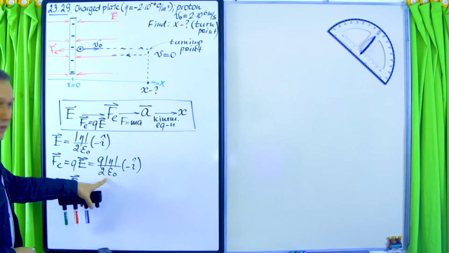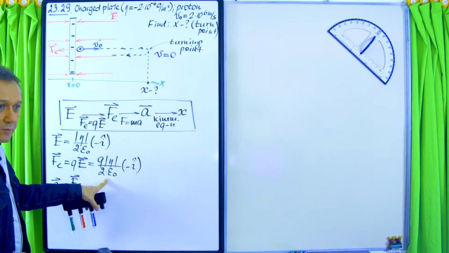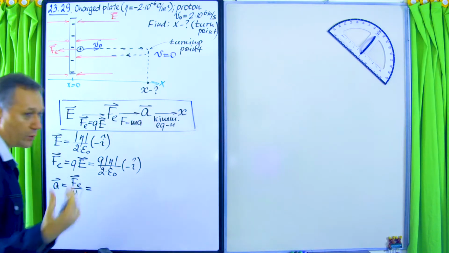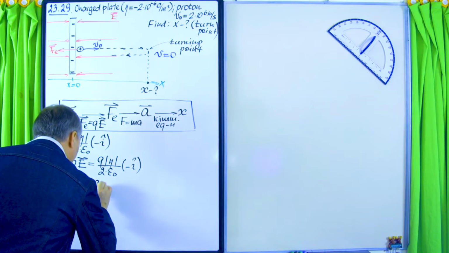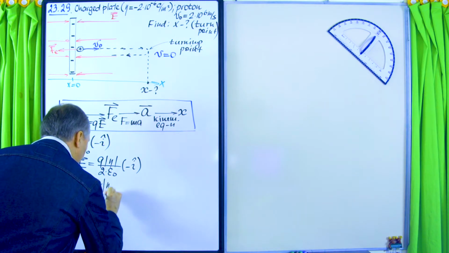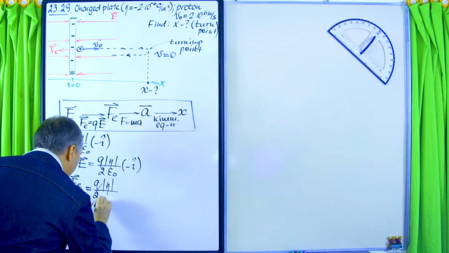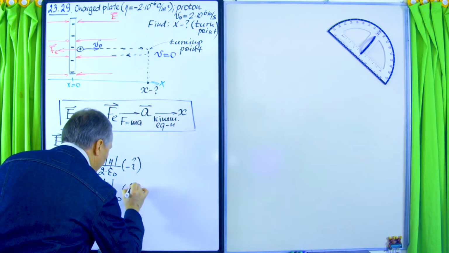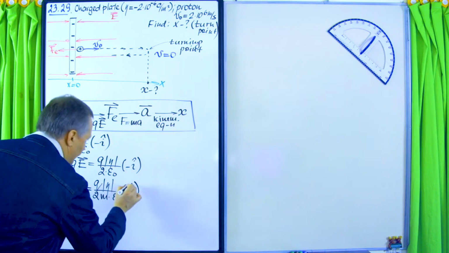All right, so now we just need to add mass over here. The mass of the proton, again, I assume that we know, right? So a equals Q eta divided by 2m times epsilon naught, and in the negative x direction.